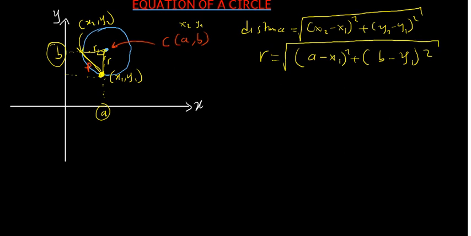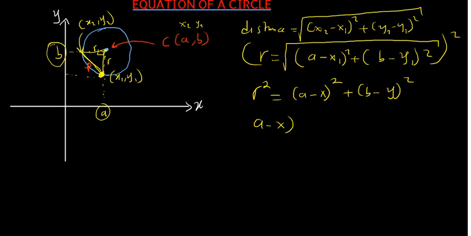So this is going to give us the radius of a circle. Well, we can go on and square both sides, and that is going to give us r squared being equal to (a minus x, let me just call it x instead of x1) squared plus (b minus y) squared. I can start by writing this side, and so that is going to give (a minus x) squared plus (b minus y) squared, and that is going to give us what?